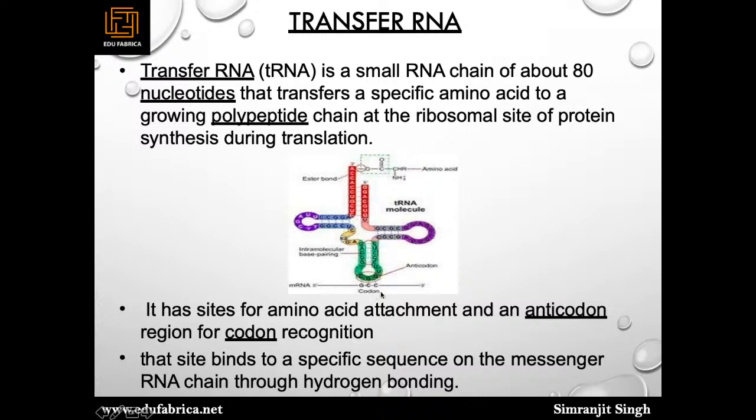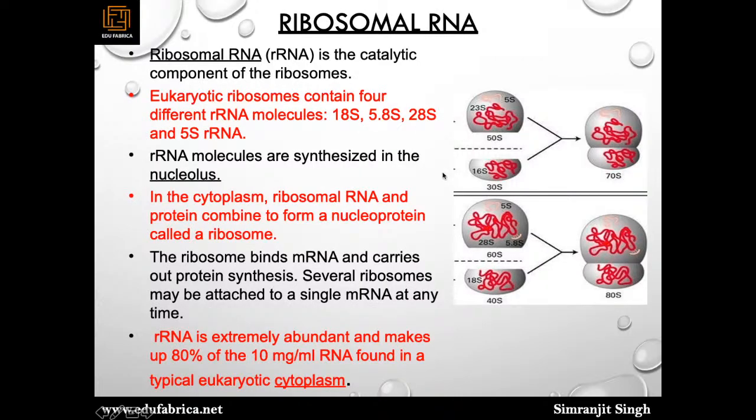So here we have the codon region. This is the anticodon region on the top. On the top, the various amino acids are attached here with the help of an ester bond, and yeah, this way. And this ribosomal RNA is of two types, 70S and 80S, which are further made up of 50S and 30S, and 60S and 40S respectively.